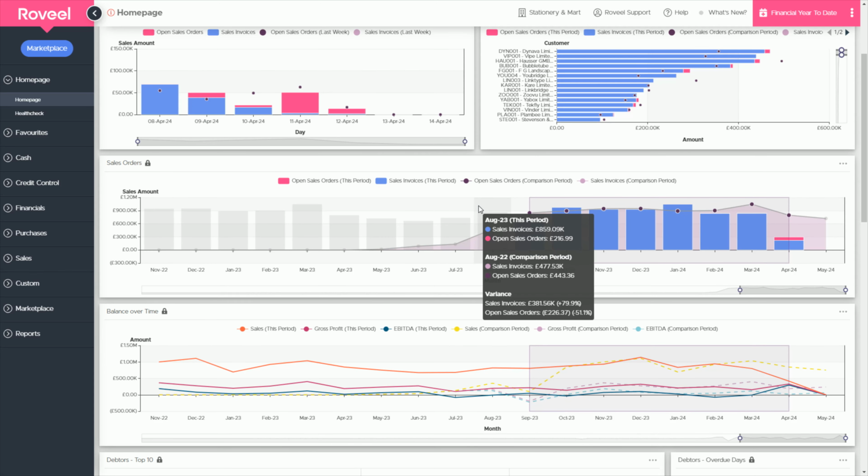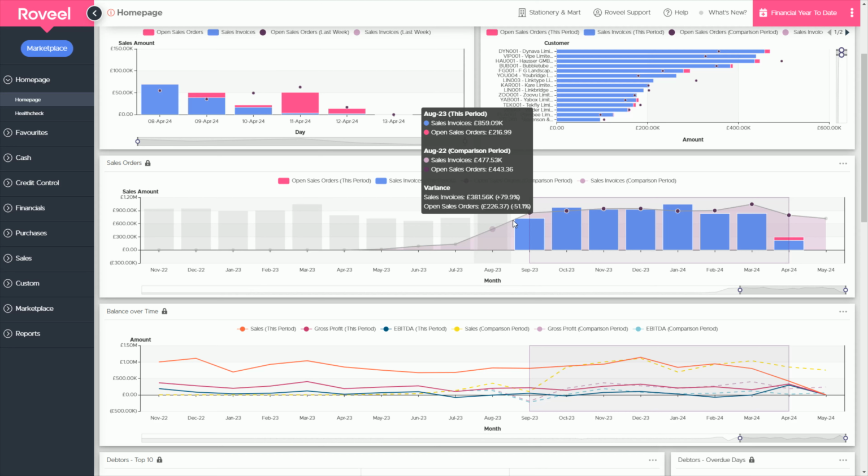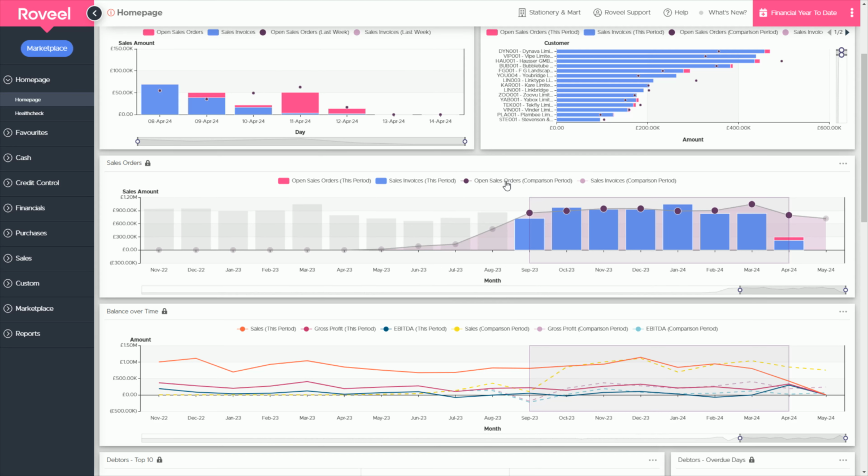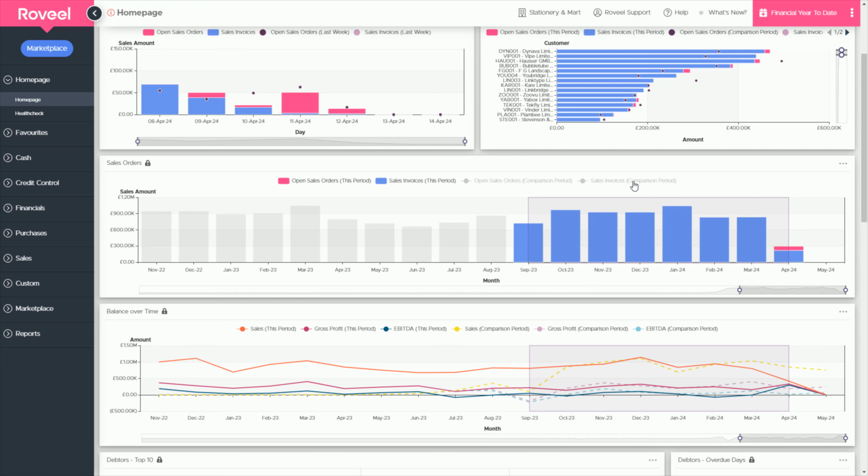Moving further down, we can then see the sales orders over the whole business. And again, looking at how we're performing there, you can toggle on and off any of these on any of the graphs, and you can export those out. You can full screen, export them out, show them as a table and export them out as an image.